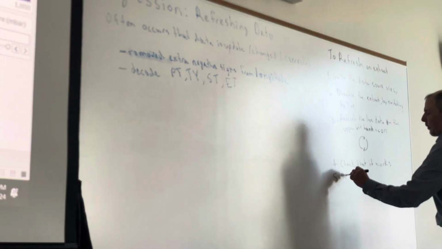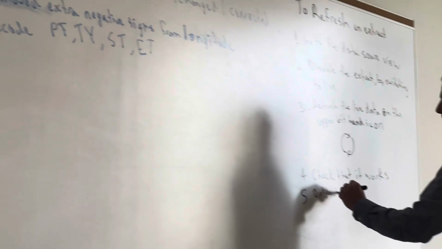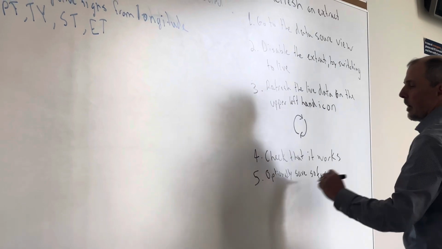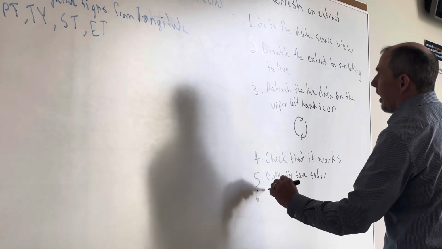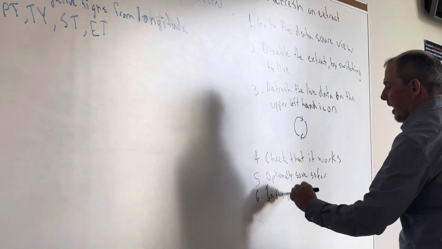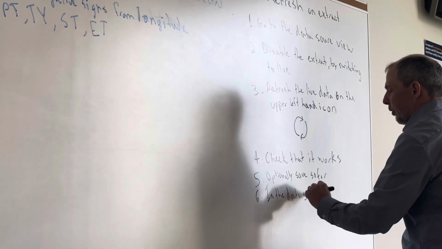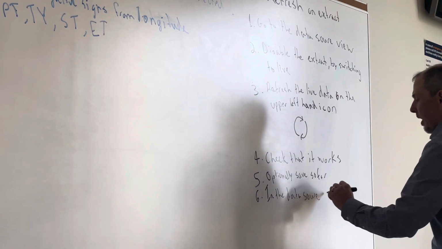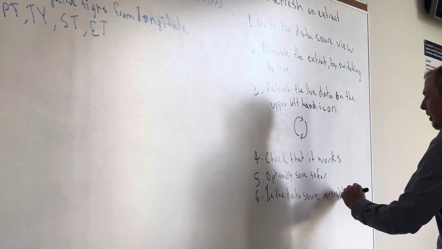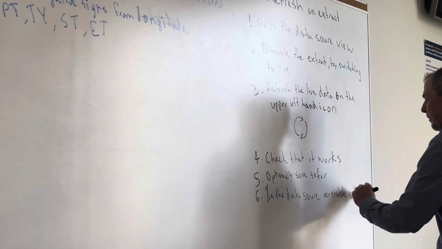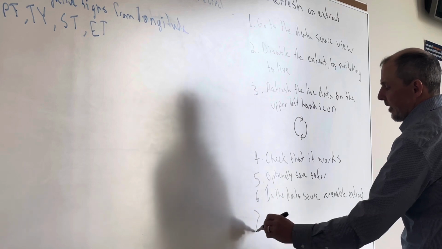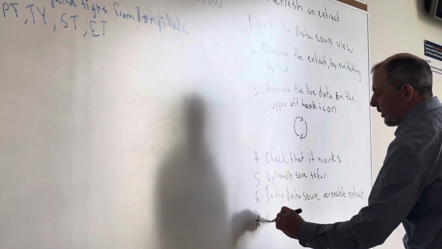Five, optionally save temporarily, optionally save so far. Six, in the data source, re-enable extract. Seven is then we refresh the extract.